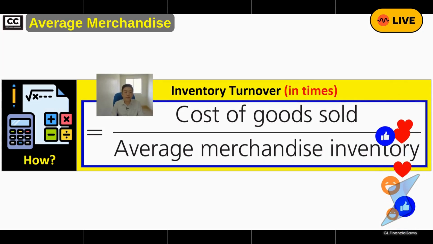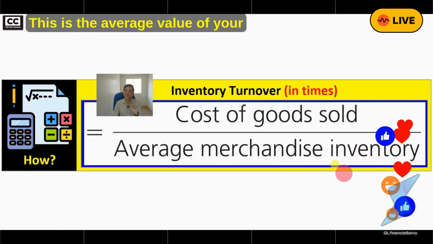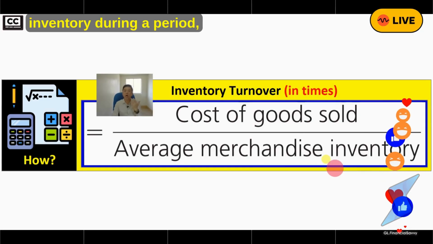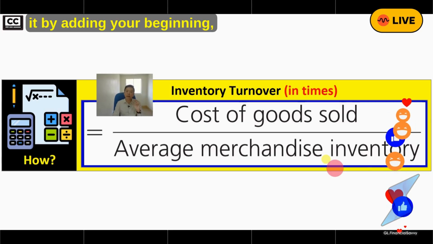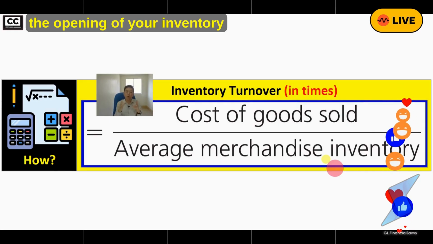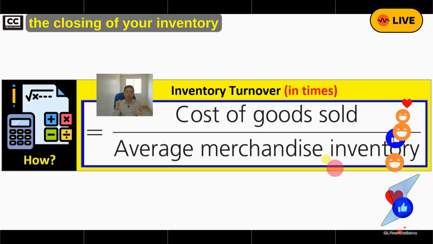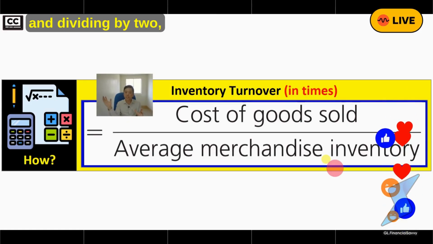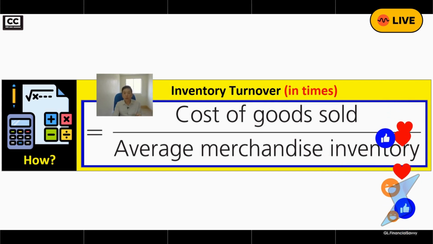On the other hand, average merchandise inventory. This is the average value of your inventory during a period. You calculate it by adding your beginning inventory, meaning the opening of your inventory, and your ending inventory, meaning the closing of your inventory, and dividing by 2. All right, example.